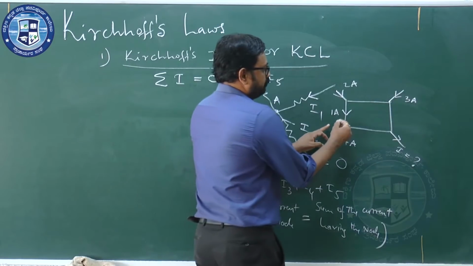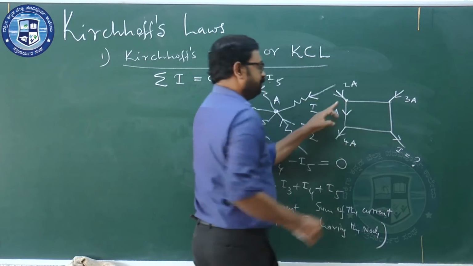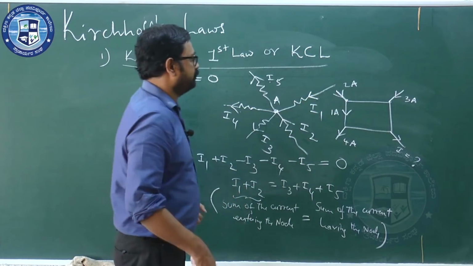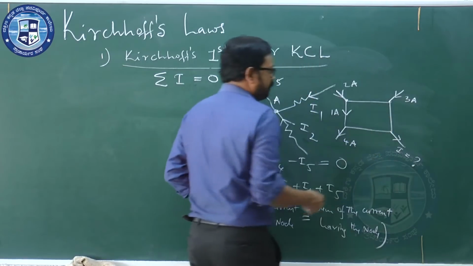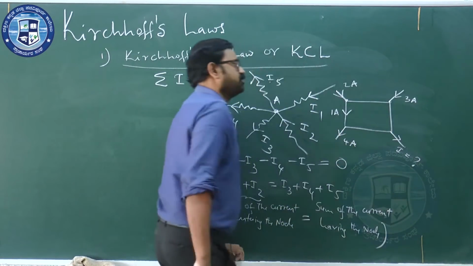So here, if you apply KCL to this particular node, current is entering 2 ampere. Here current is entering 3 ampere. Here current is leaving 4 ampere. What is the current here? That is their question.